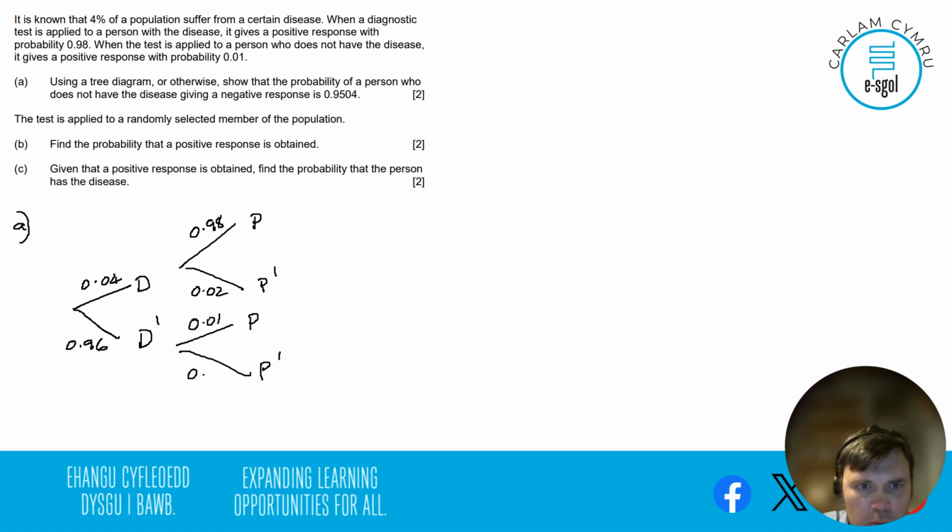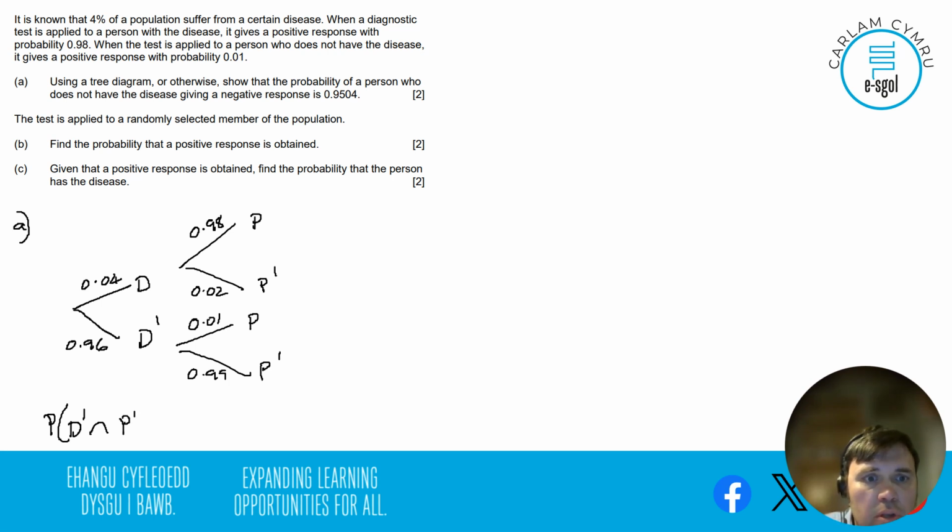And then this is 0.99. So there's your tree diagram for the 2 marks, but it's also asked you to make sure that you've understood what you've done. What's the person who does not have the disease? So the probability that you don't have the disease and does not give a negative response.